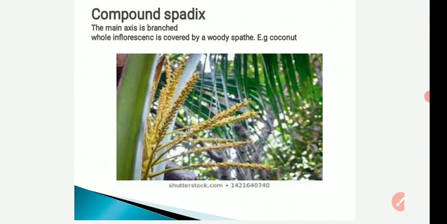This is the picture of coconut. This shows the coconut inflorescence, which is of a compound spadix type. Here the main axis is branched and the whole inflorescence is covered by a woody spathe. The large woody bract-like structure that is called a spathe is present over this inflorescence for protection. So this is all about the spadix type of inflorescence, that is simple spadix, mixed spadix, and compound spadix.